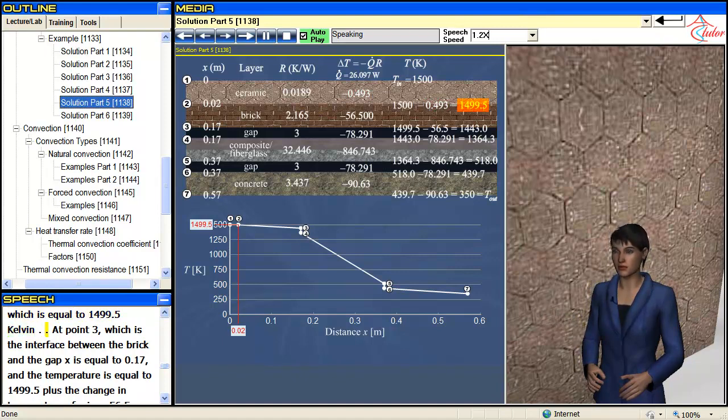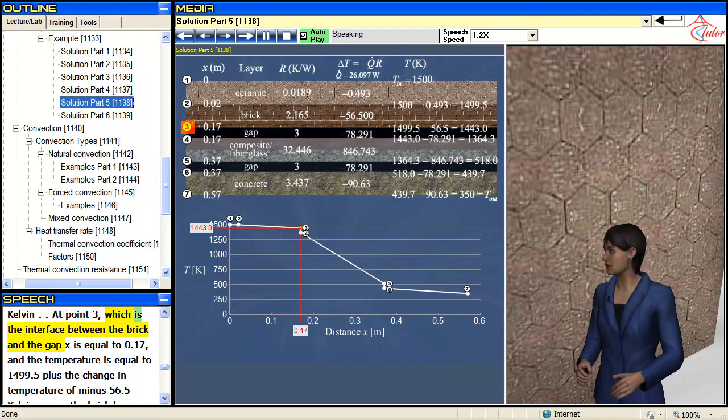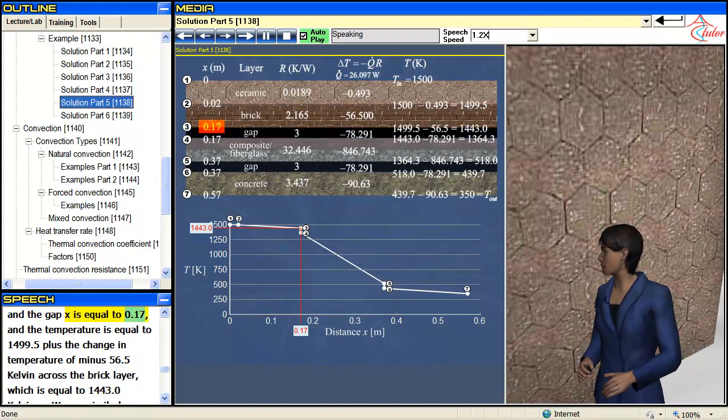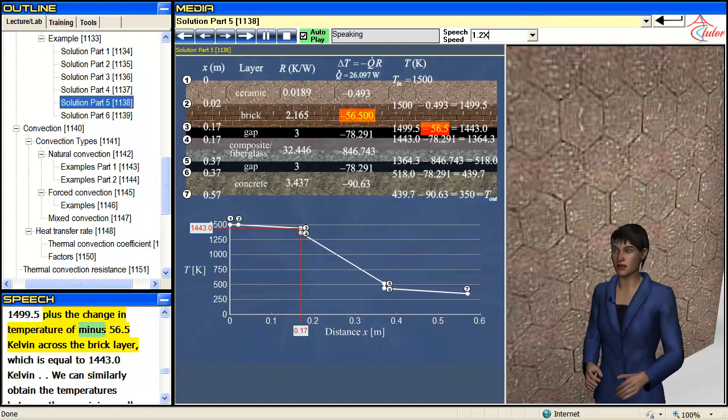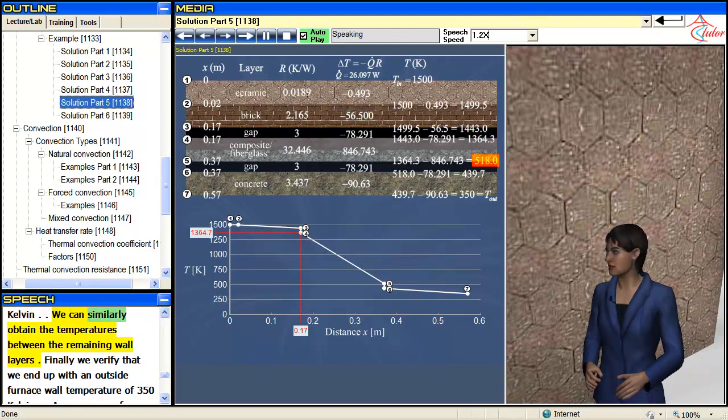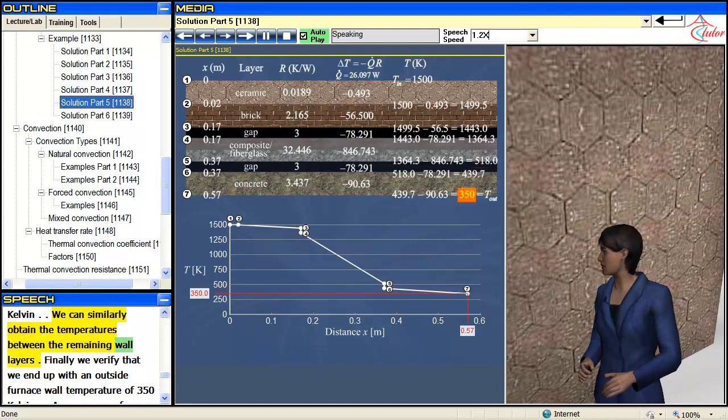At point 3, which is the interface between the brick and the gap, x is equal to 0.17, and the temperature is equal to 1499.5, plus the change in temperature of minus 56.5 Kelvin across the brick layer, which is equal to 1443.0 Kelvin. We can similarly obtain the temperatures between the remaining wall layers. Finally, we verify that we end up with an outside furnace wall temperature of 350 Kelvin.